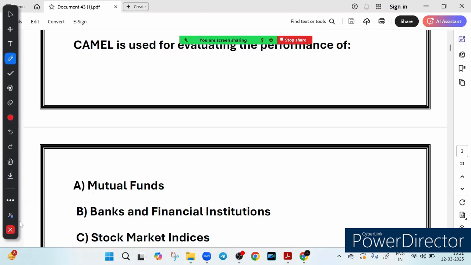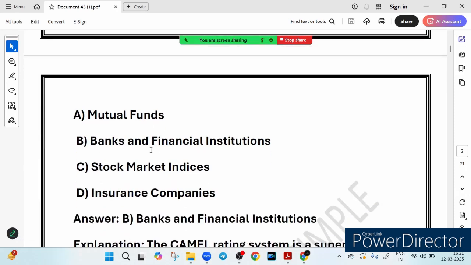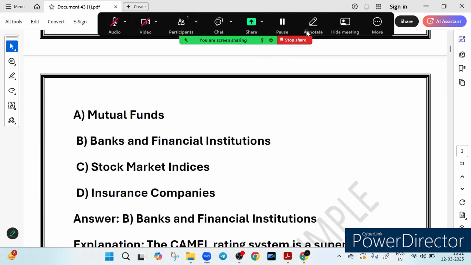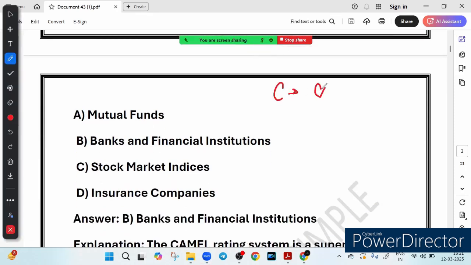So sometimes a question may be asked regarding the full form. You must know the full form of CAMELS. What does C stand for? C stands for capital adequacy. Let me write down the important point. What is the meaning of capital adequacy? It means, does the bank have enough capital to handle the risk? This is called capital adequacy.